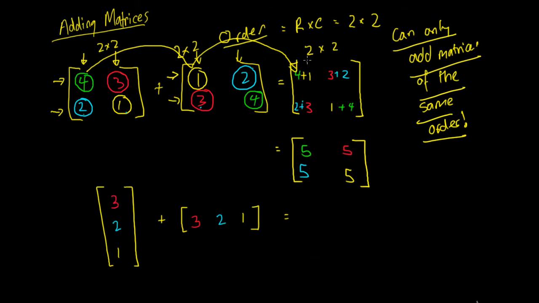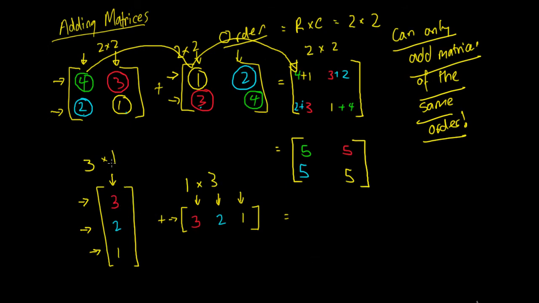So if we look at this matrix here, we know our order is rows by columns. So we've got rows here, 1, 2, 3. It's got 3 rows, and it's got this 1 column here. So it's a 3 by 1 matrix. Then we want to look at the matrix that we're adding to it, and we say, okay, it's got 1 row, so it's an order of 1 row by 1, 2, 3 columns. It's a 1 by 3.